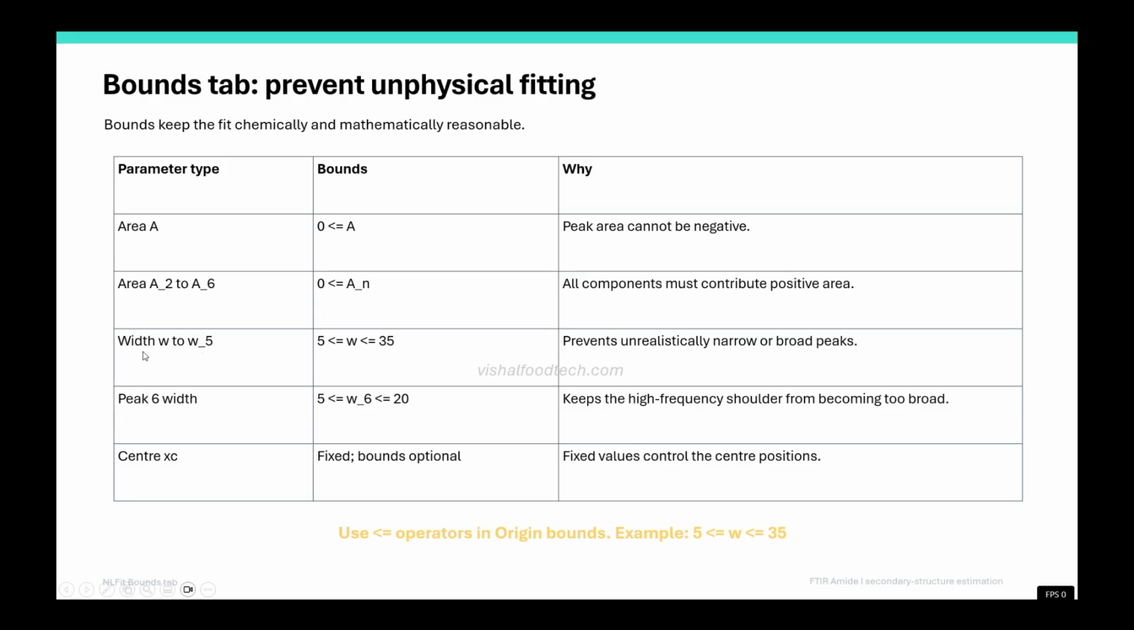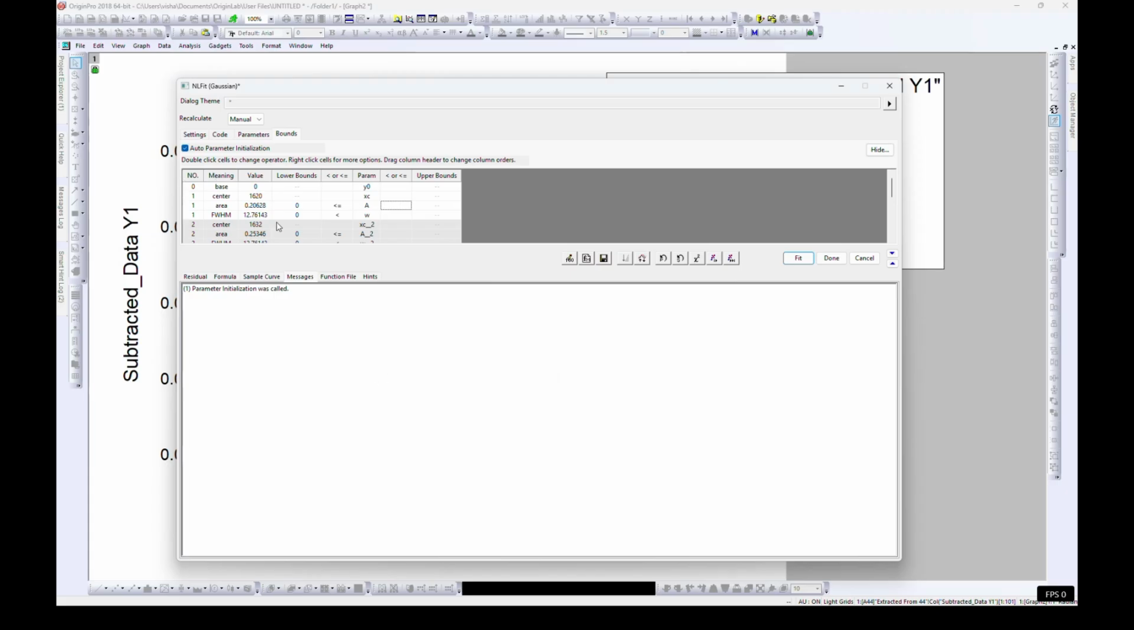Now next, all the areas should be greater than 0, and for width we have to select between 5 to 35. So first we will click here, and it should be greater than or equal to 5, and here it should be less than or equal to 35. This FWHM is just the width only, so it should not be confused.